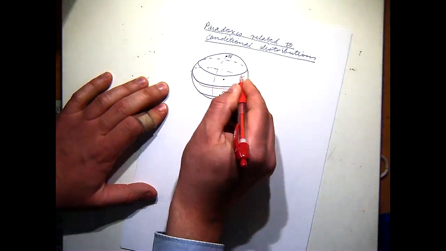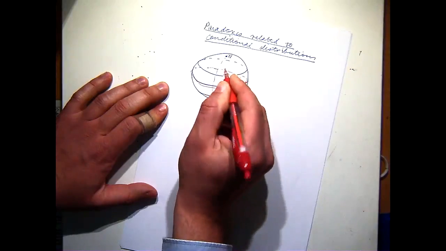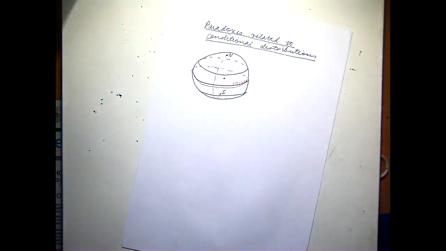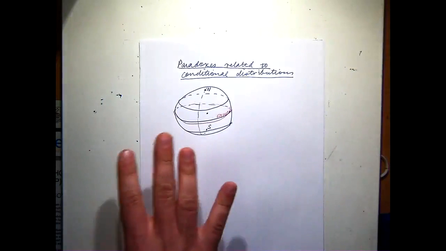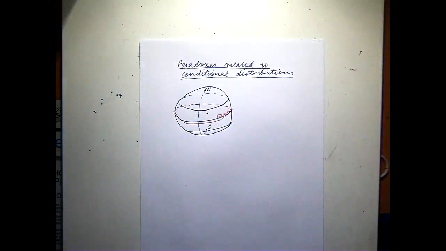Now, there seems like it's sort of an obvious answer. Does anyone have an obvious answer in mind? I picked a random point, and now, given that it lies on the equator, what's the distribution on that equator? Did you say the word uniform? Sure. Yeah, I think that seems very reasonable.